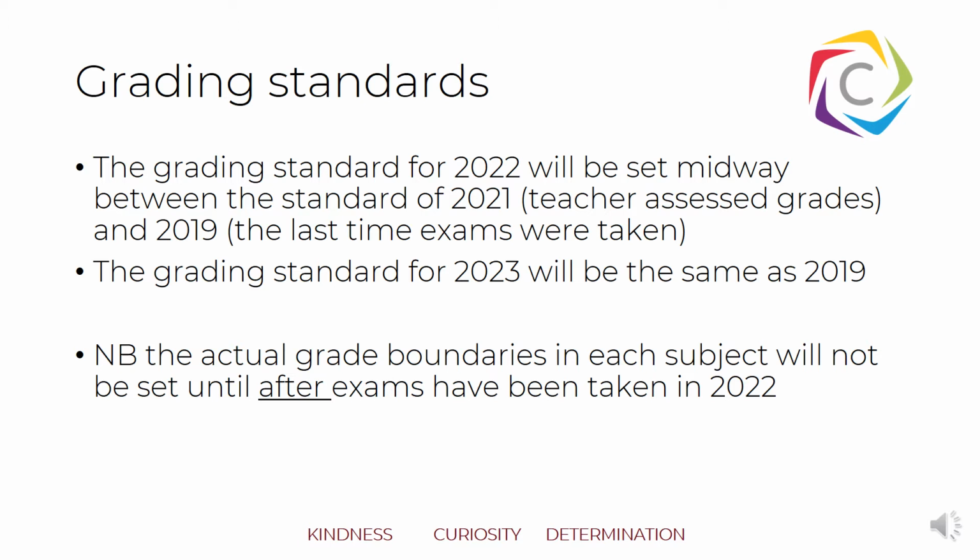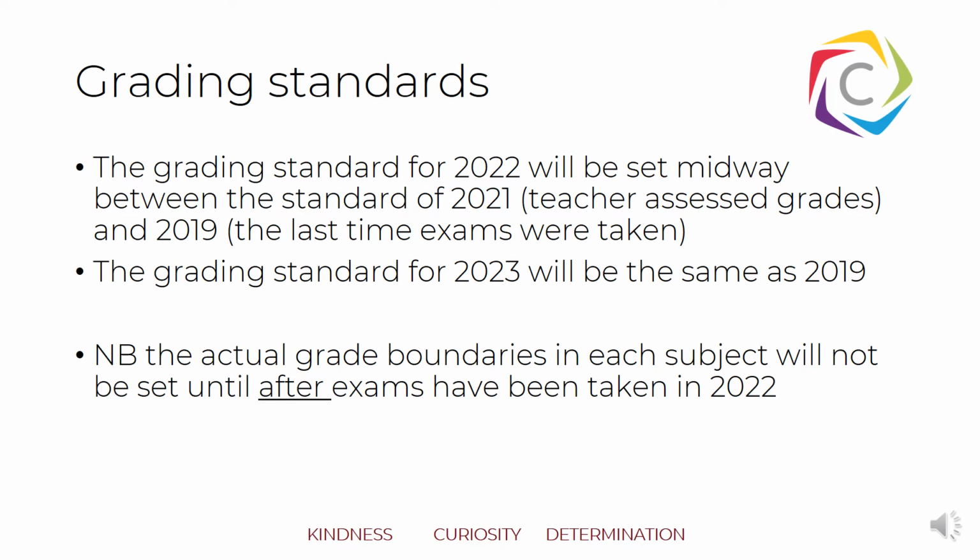Students in the current Year 10, when they take their GCSEs in 2023, and students in the current Year 12, when they take their A-levels in 2023, those standards will be the same as they were in 2019. So that's quite a good compromise. Your grading standards won't be as generous as 2021, but they won't be as harsh as 2019. So you'll be somewhere in between.